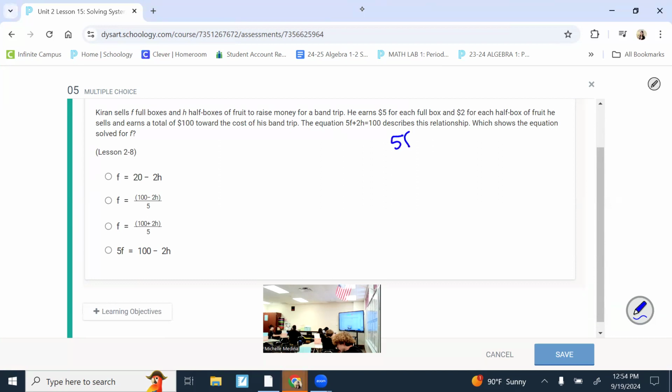So when they give you the equation, that makes it easier than having to make it from scratch. If they want you to solve it for F, they want the F to be alone on one side. So we're isolating F. Start with what's farther from the F. Would that be the 5 or the 2H?